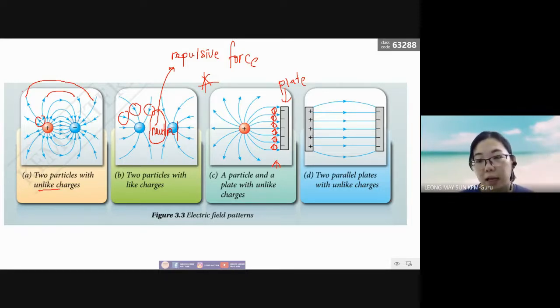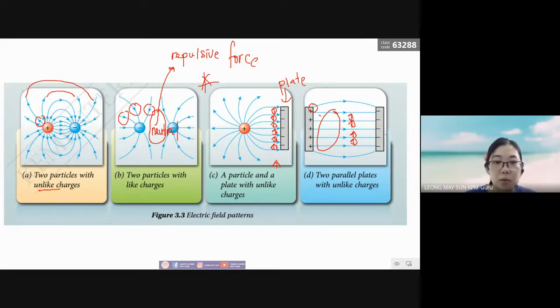Then finally, the last one is two plates with unlike charges. From positive, the arrows will move towards the negative. Whatever is in the middle, the distances are all equal. The distance between the electric field lines in the middle is equal. Only at the side is it curved, and it can be slightly further away.